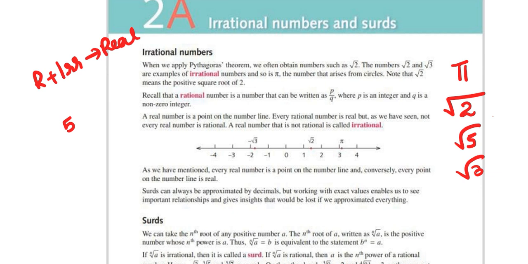Here, if you consider the number line, we know that root 2 is 1.414, so it lies between 1 and 2. Pi is 3.14, which lies between 3 and 4 and nearer to 3. Then minus root 3, that is minus 1.7 something, so that is nearer to minus 2. It lies between minus 1 and minus 2. Every real number is a point on the number line and conversely every point on the number line is real.